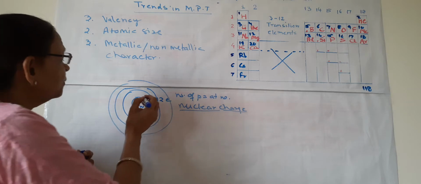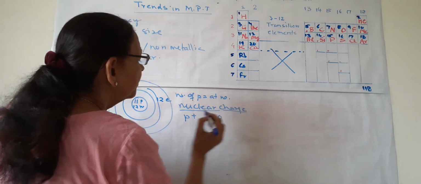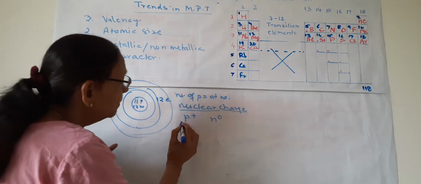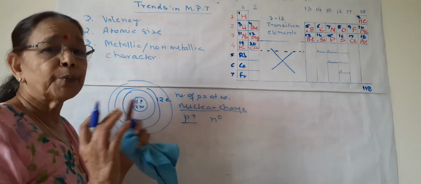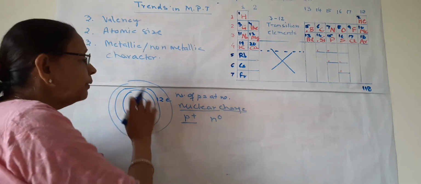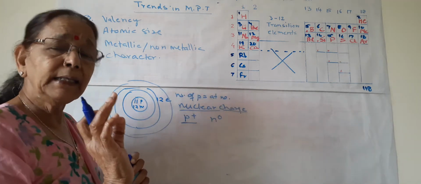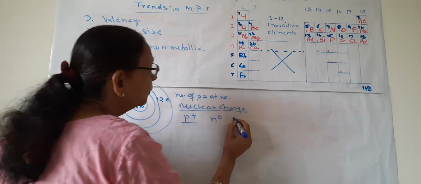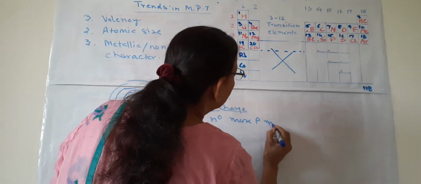And in the nucleus, as protons and neutrons are present, protons are positively charged and neutrons have no charge. So the charge which is present on the nucleus must be positive, and it is due to the presence of protons. So it is clear that the nuclear charge is due to the presence of protons, and neutrons are inert, they don't have any charge. So more the number of protons, more nuclear charge.